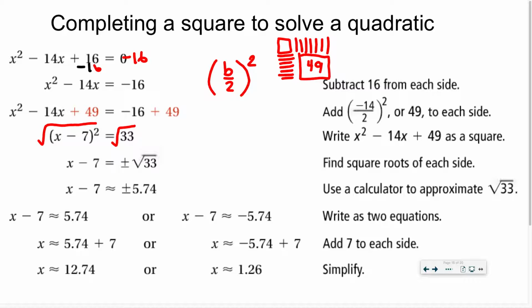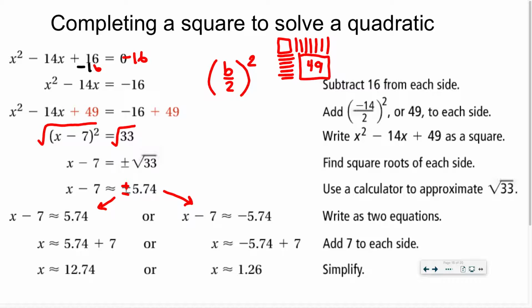Once I find the square root of both sides, my equation becomes x minus 7 equals positive and negative 5.74. So x minus 7 equals positive 5.74 and x minus 7 equals negative 5.74. If we got tested on that, we would put that line under there. If you put an equal sign, it'd be fine.